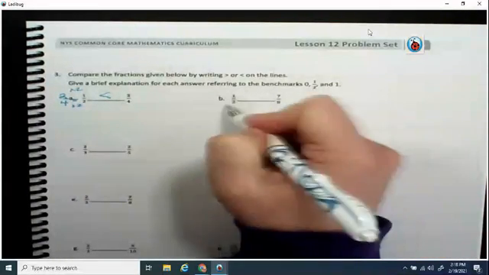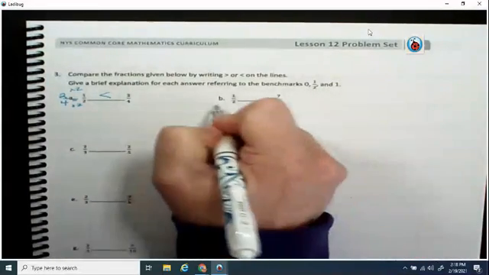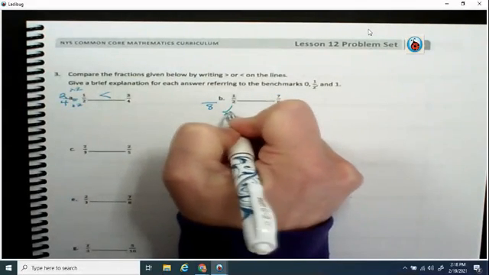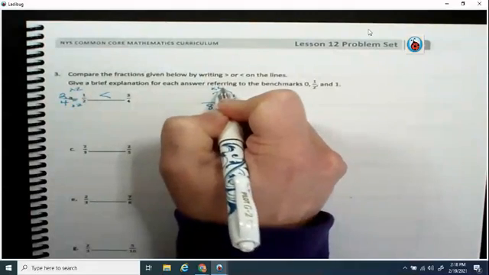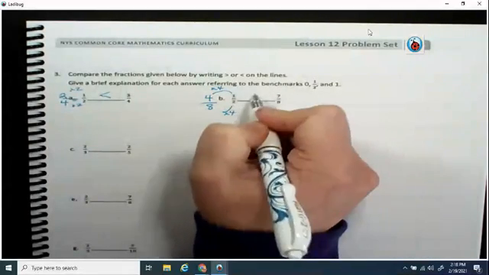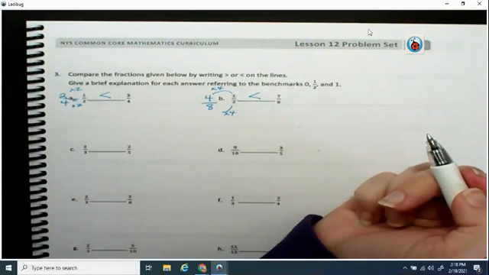All right, so let's think about this one. 1/2 and 7/8. Well, what would 1/2 be in eighths? Okay, well, 2 times 4 is 8, and 1 times 4 is 4. So we've got 4/8. So 7/8 is definitely bigger.